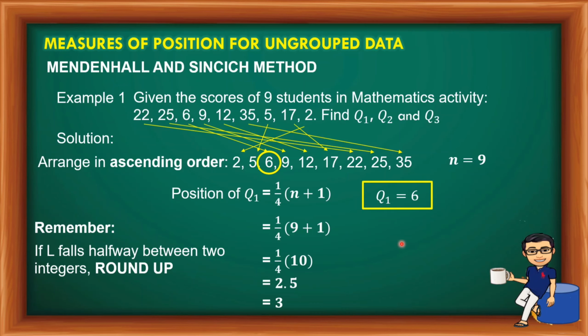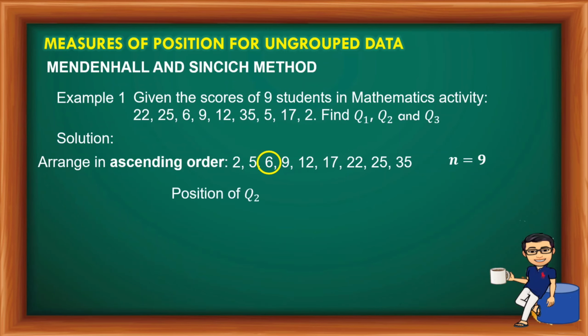Sana nasusundan natin gamit ang Mendenhall and Sincich method. Let's have quartile 2. That's 1/2 times the quantity n plus 1. So, same. N pa rin natin ay 9. Substitute natin. So, 9 plus 1, that's 10 again. And 10 times 1 is 10. Divide by 2, that will be 5.